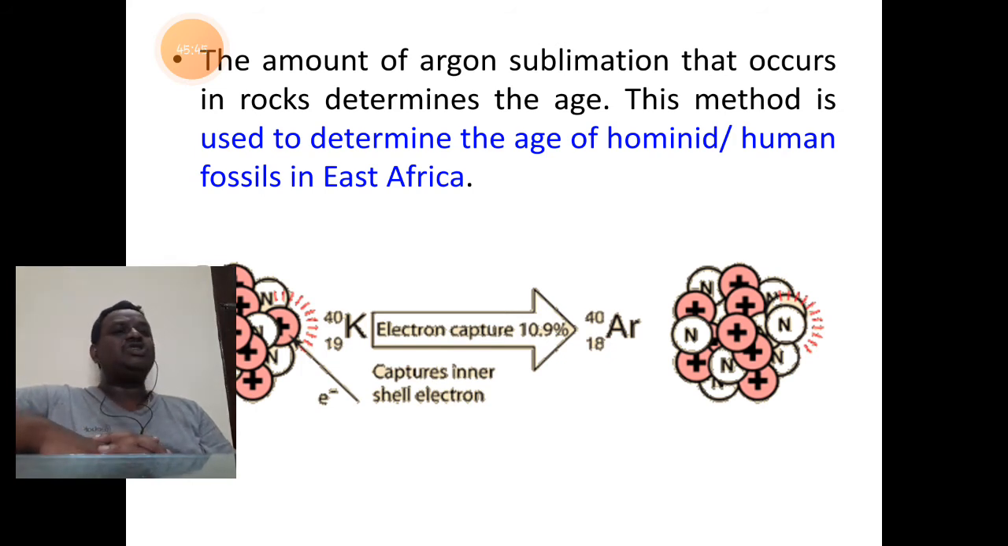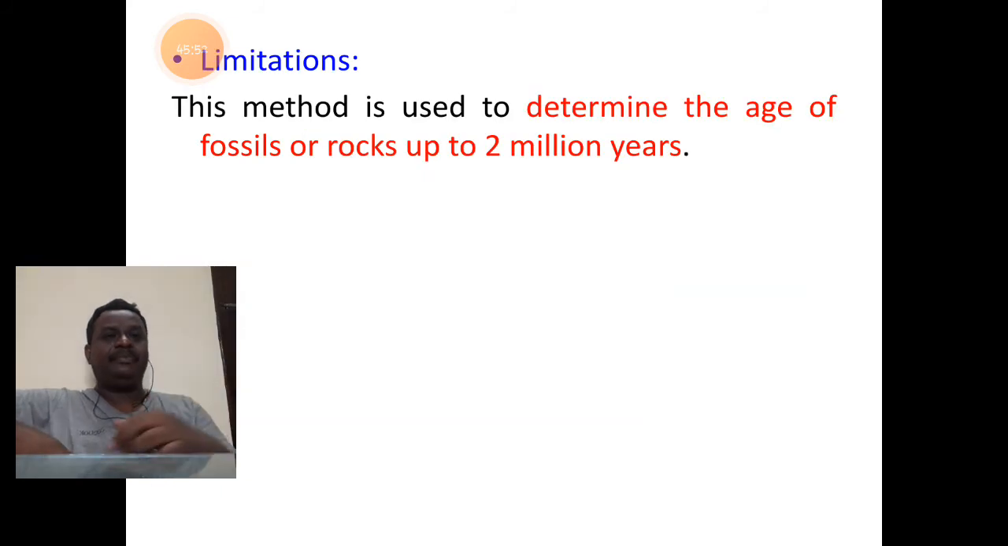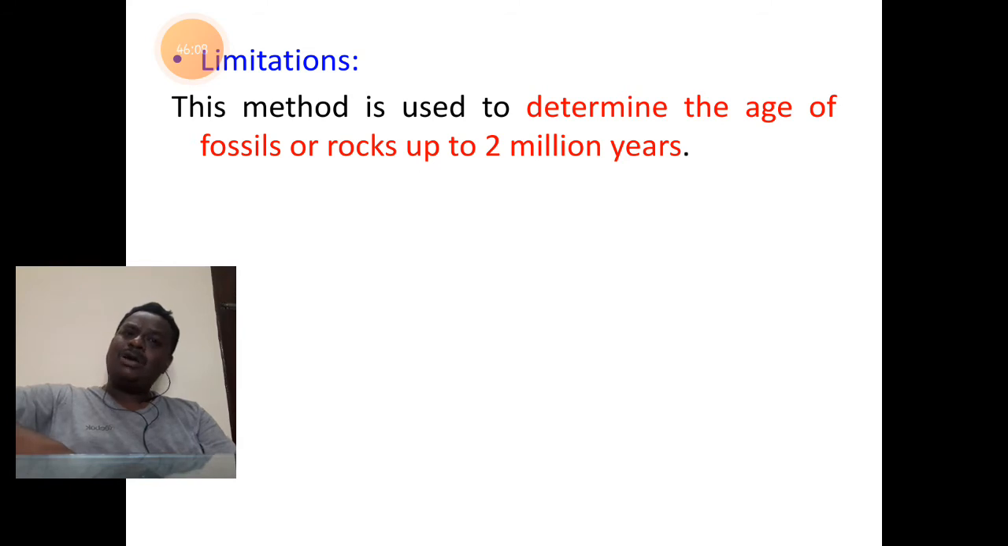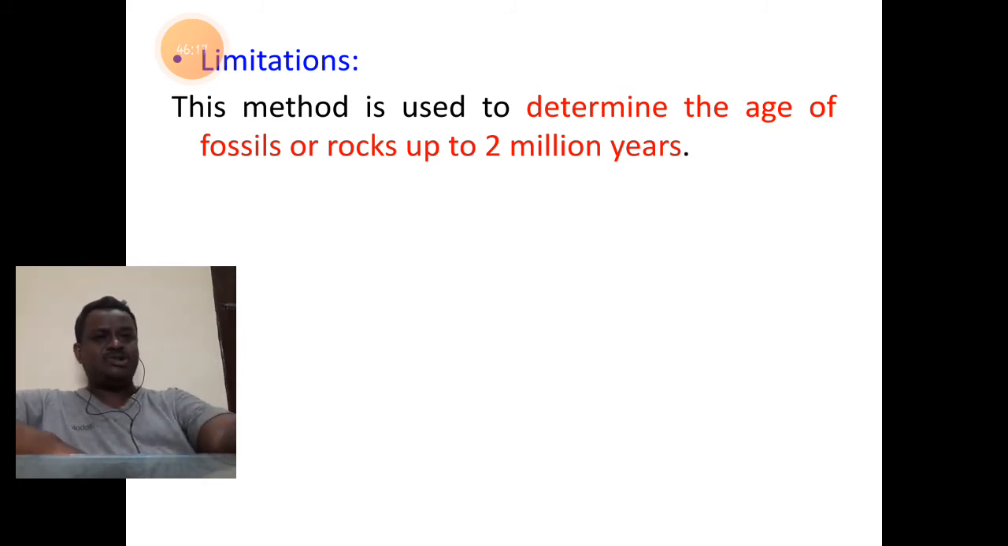This is the method which is used to determine the age of human fossils that were excavated in East Africa. The half-life of potassium-40 in this potassium-argon dating process is 2 million years. Any rock up to 2 million years can be dated by this method, but not above that. So that's the disadvantage of it.